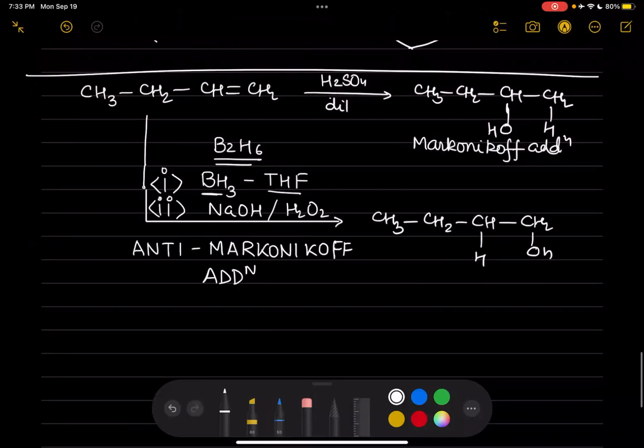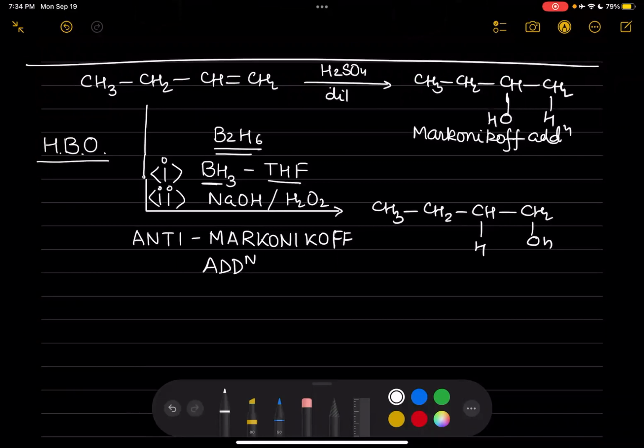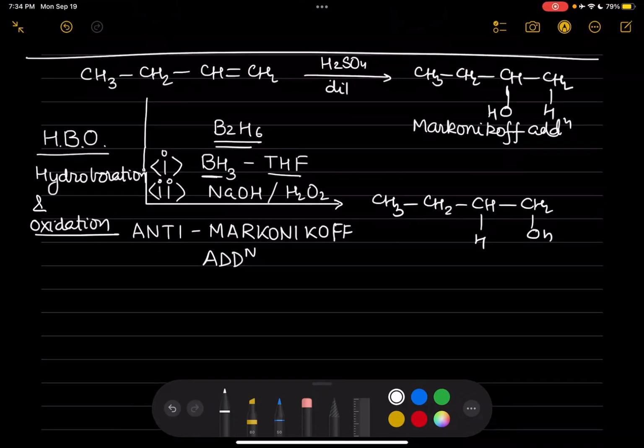So the name of this method is, this is the short form. But in boards, you should not write the short form. This is just for you guys so that you can remember it. So HBO. HBO is a movie channel, you might have seen it. But here we are not talking about the movie channel. This is just a mnemonic to remember. The full form is hydroboration followed by oxidation. Is it clear? Yes, sir. Hydroboration and oxidation.